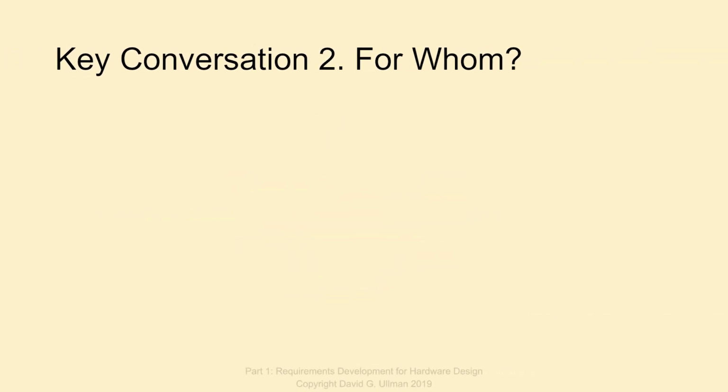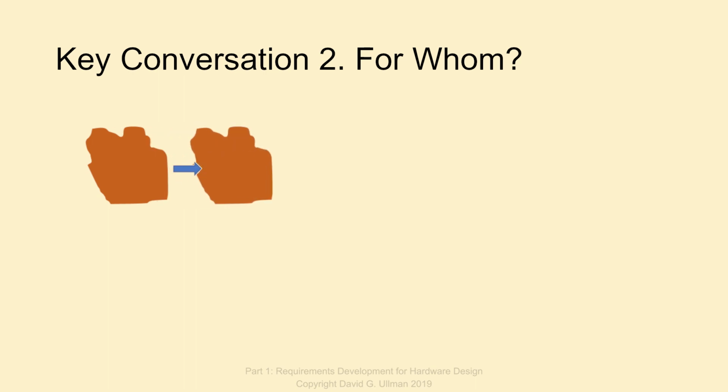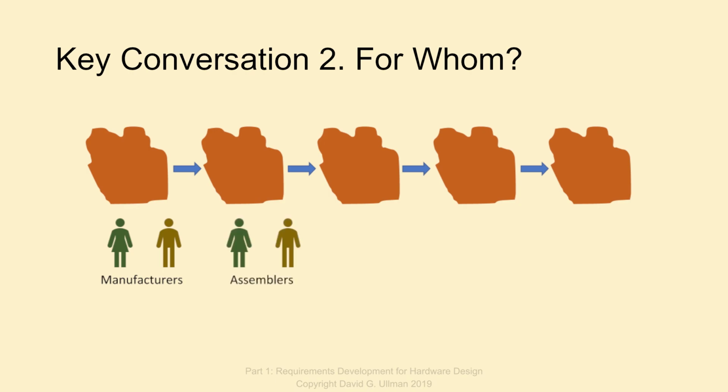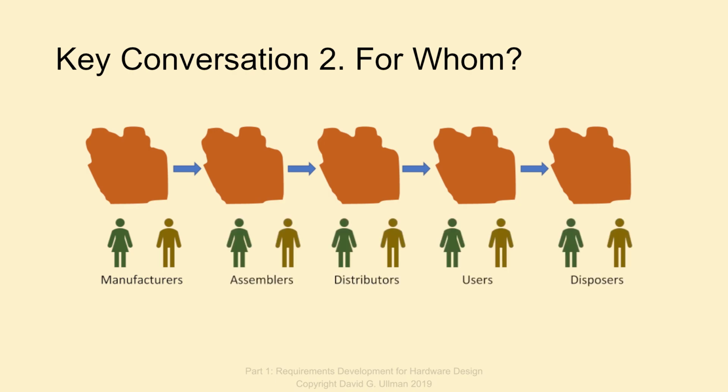The second conversation aims to identify the customer, or who cares about what's being designed. During software design, the primary customer is the user. For hardware, everybody or every adjacent system that interacts through the interfaces is a customer. This is the manufacturers, assemblers, distributors, installers, users, cleaners, disposers, and so on. This includes all the adjacent objects that work through the interfaces.